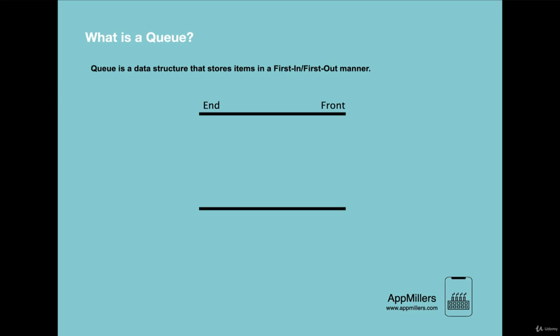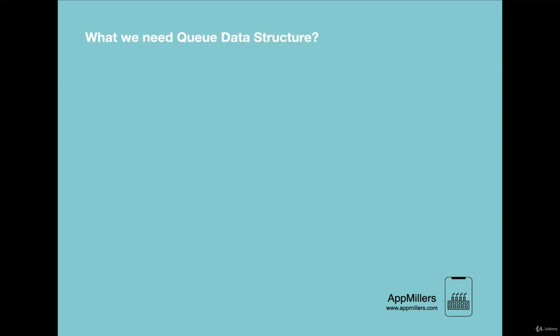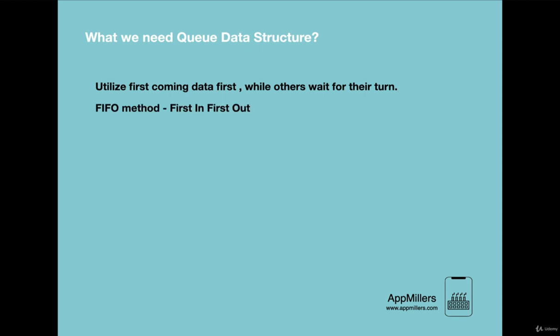Now let's see why we need the queue data structure. In case you need to create an application which utilizes first coming data first, then we need to use the queue data structure. And when we want to implement the FIFO method in our application, we have to use the queue data structure. As the name suggests, a queue is used whenever we need to manage a group of objects in which the first one coming also gets out first, while the others wait for their turn.